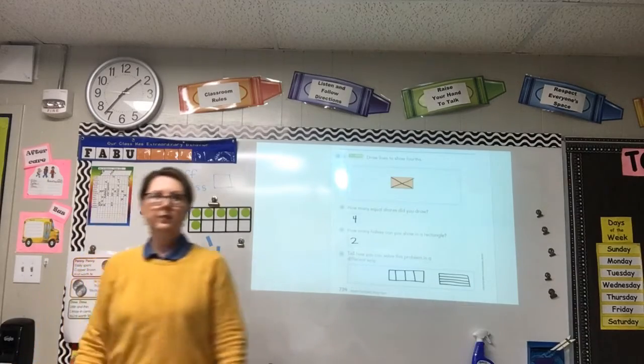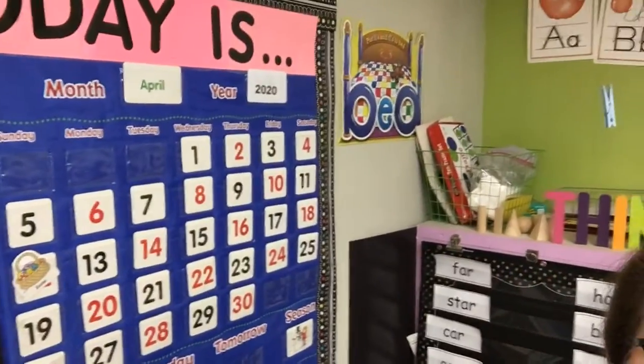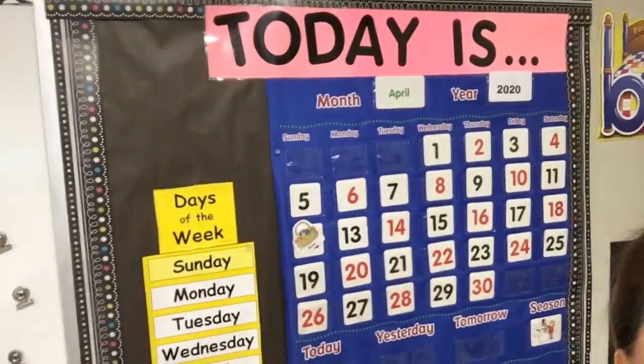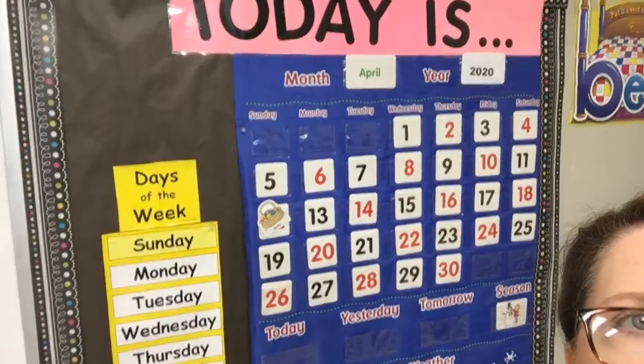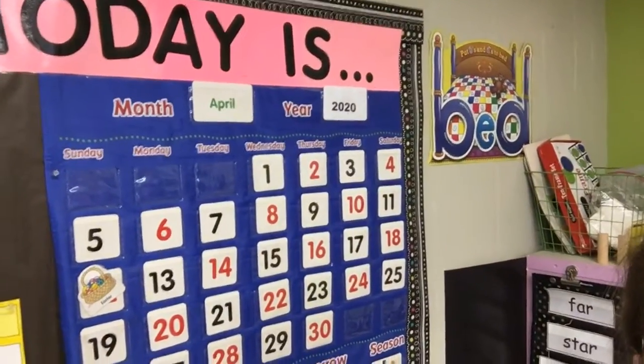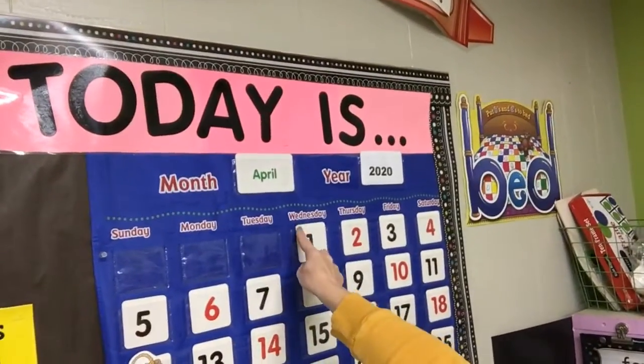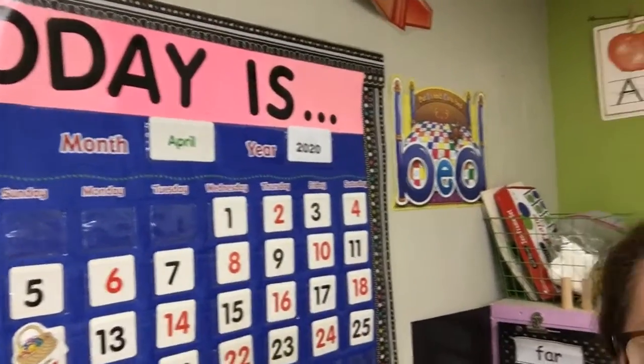While we're in here, I'm going to take you over to the calendar. So here's our calendar now. And you can notice now that it says April instead of March. So tomorrow, which, if you're watching this on Wednesday, will be today, is Wednesday, April 1st, 2020.